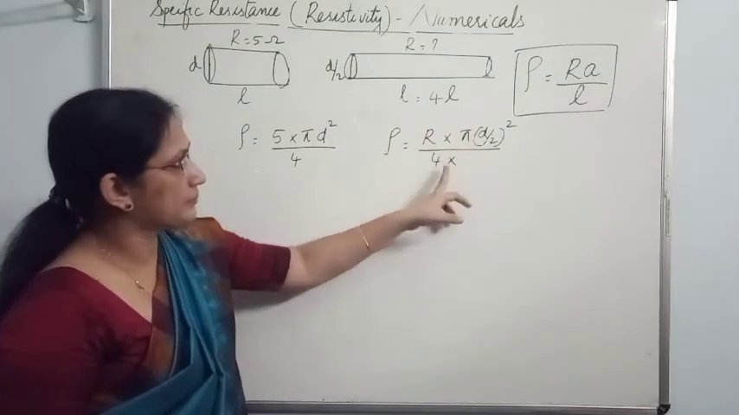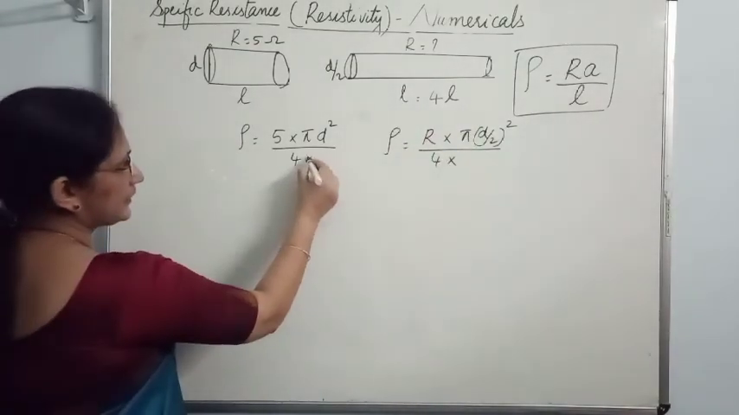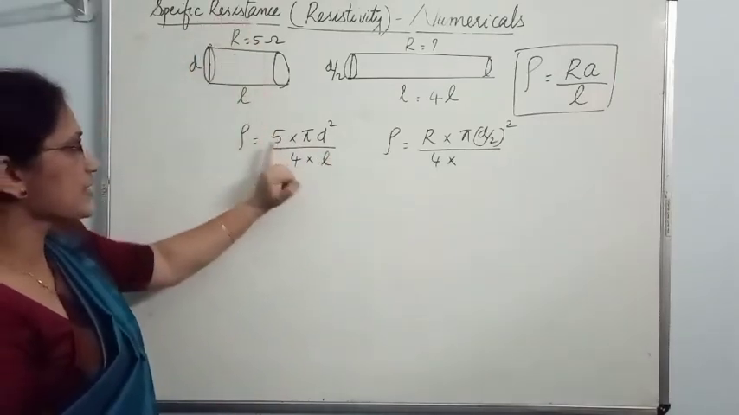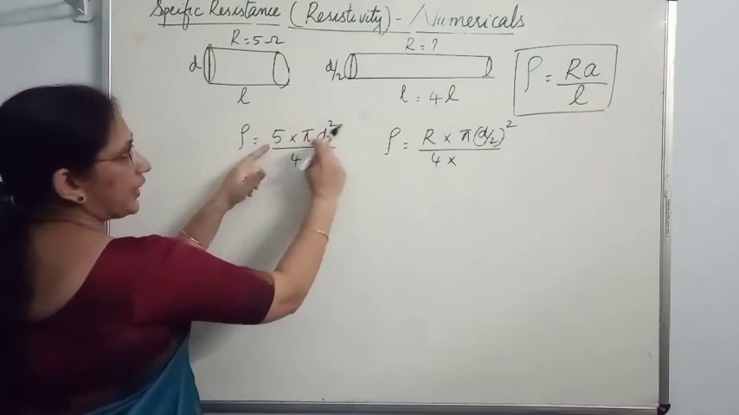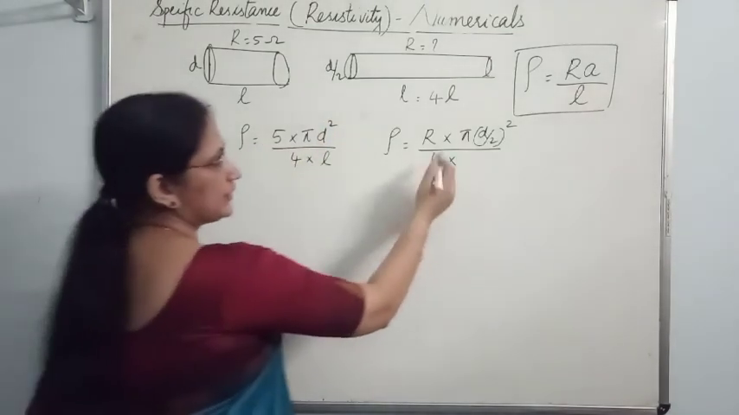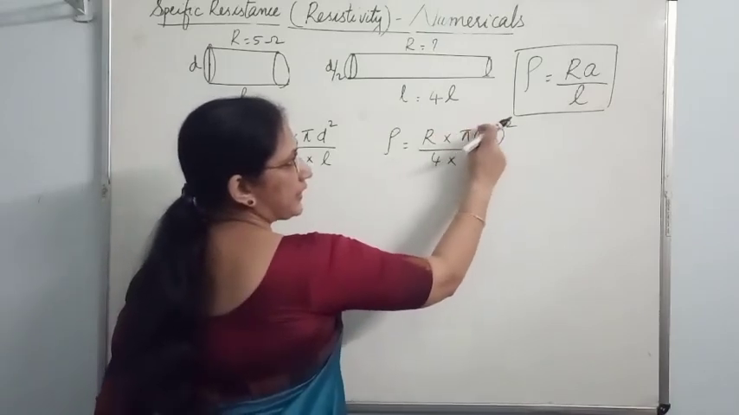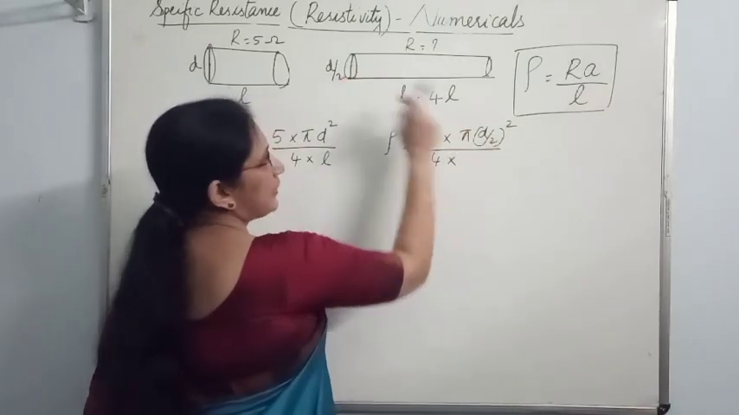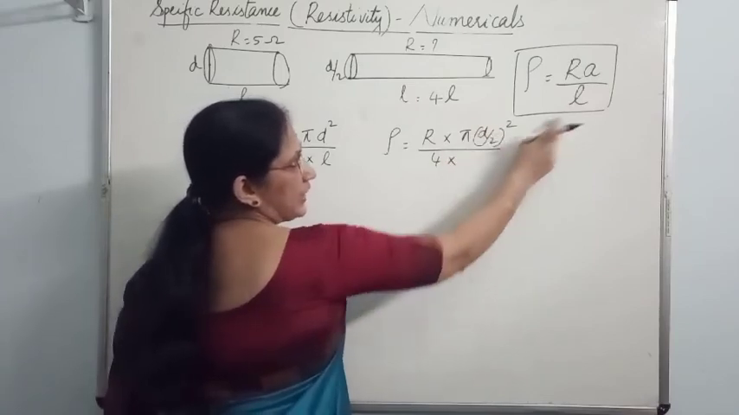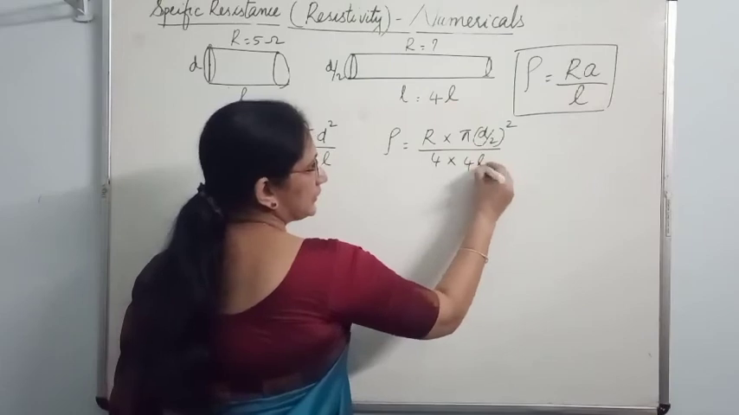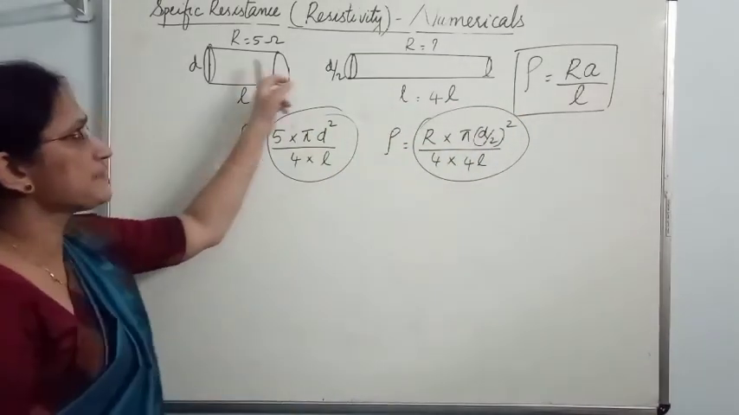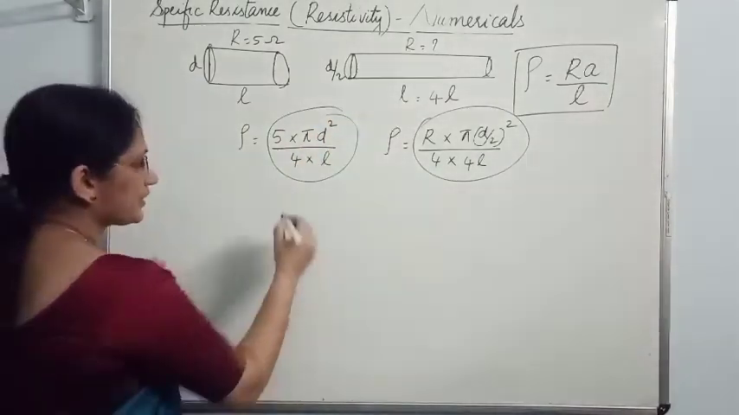RA by L. Specific resistance of this wire is R into A. Pi d square by 4 is A upon L. Here A is pi d square by 4, and here the diameter is D by 2. So D by 2 square by 4 into length. Length is 4L. These two you can equalize, since it gives the specific resistance of the same material.